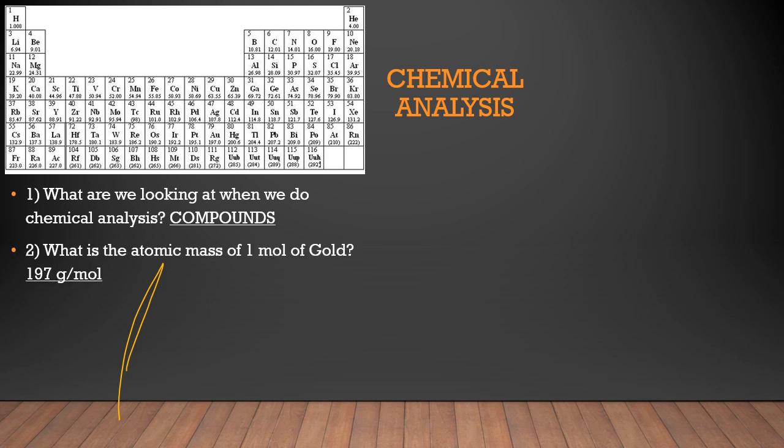What is the atomic mass of 1 mole of gold? Well, if you look up here at the periodic table, number 79, Au, 197.0. Again, atomic mass is going to be 197 grams per mole.